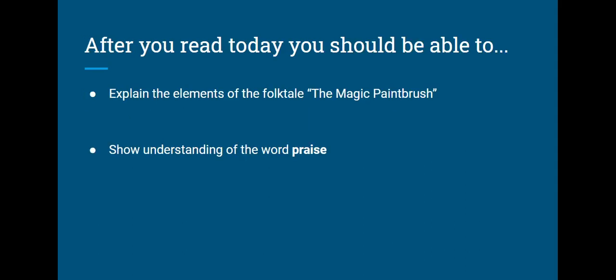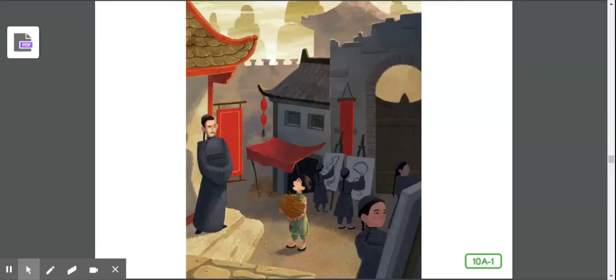After you read today, you should be able to explain the elements of a folktale, so how it's of the magic paintbrush, different little elements of that, characters, plot, setting, and show the understanding of the word praise. So listen carefully to the magic paintbrush and to find out how the paintbrush is magical.